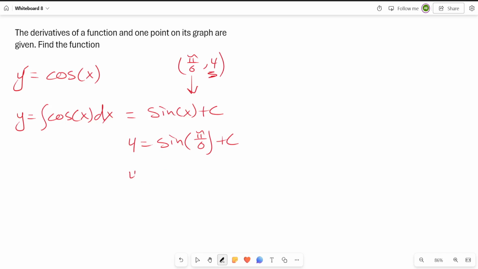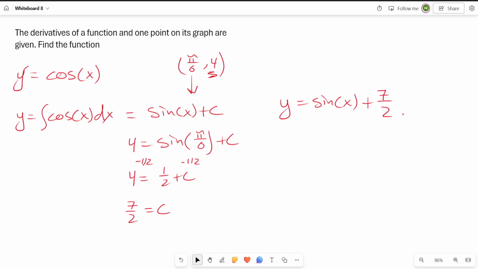So this is going to equal 4 equals 1 over 2 plus c. Subtracting half from both sides, 4 minus half is 3.5, or basically 7 over 2, and that is going to equal c. So my y now is equal to sine of x plus c, which is 7 over 2. And this here is the answer.